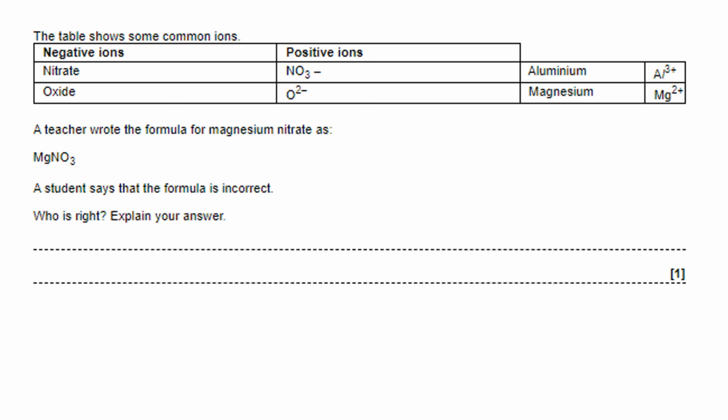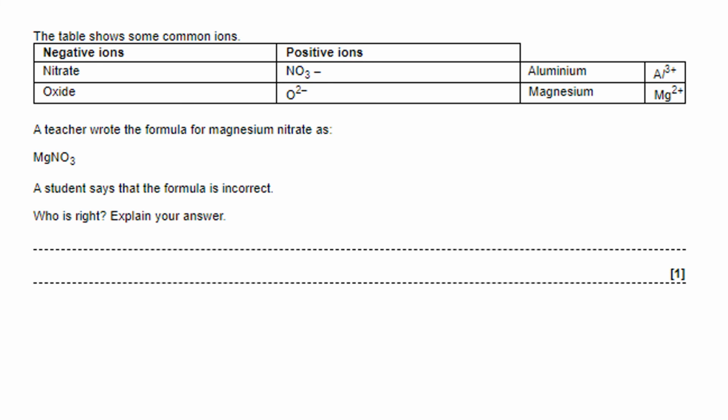Okay, so this question is similar but a little bit different. It says a teacher wrote the formula for magnesium nitrate as MgNO3. A student says the formula is incorrect. Who is right? Explain your answer. So first of all, we've got to figure out who's right, and then we've got to give a reason why. Now, for me, the best way to do this is to ignore the answer that it gives you, the MgNO3, and work out what you think the answer is first before you confuse yourself.